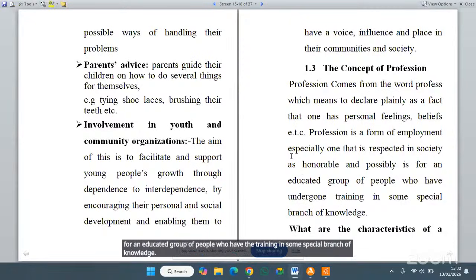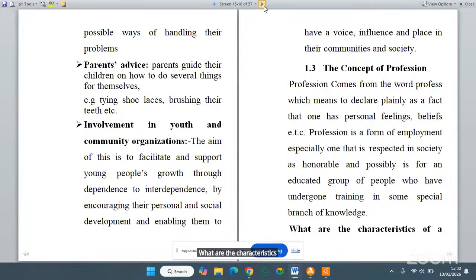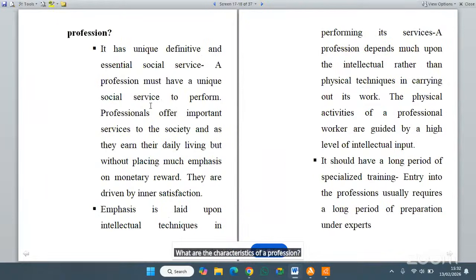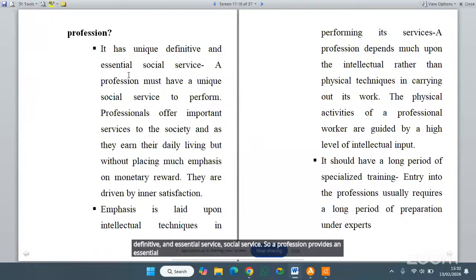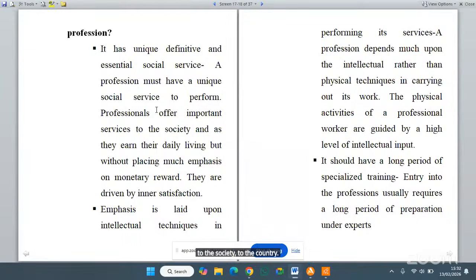What are the characteristics of a profession? It has a unique, definitive, and essential social service. So a profession provides an essential service to the community, to the society, to the country. It must have a unique social service to perform.